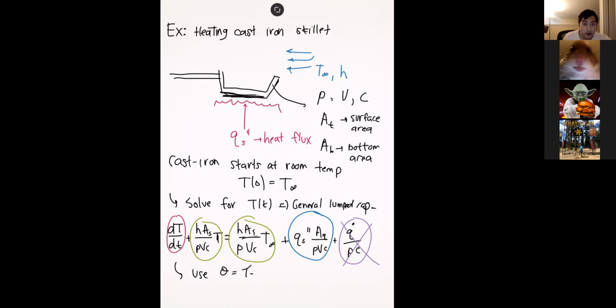And so if we make the substitution theta is equal to T minus T infinity, that'll combine both of these green terms right here, okay? And that'll make our equation just a little bit easier to solve. Any questions on this before we start working through the math?